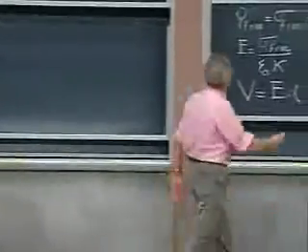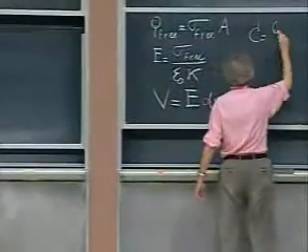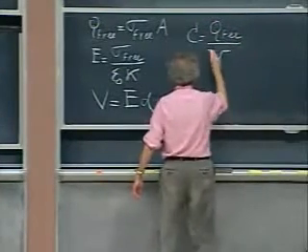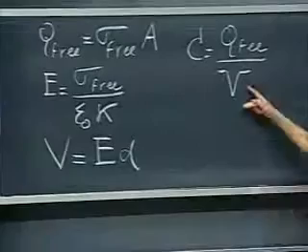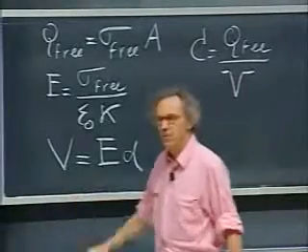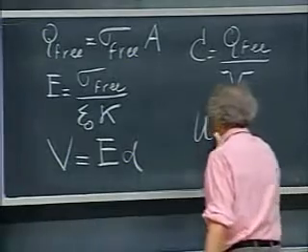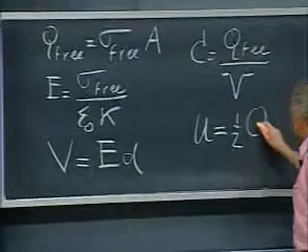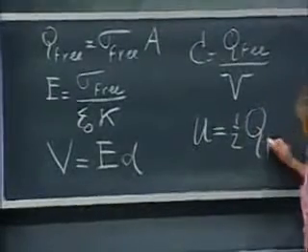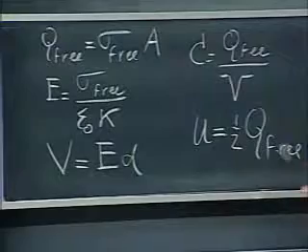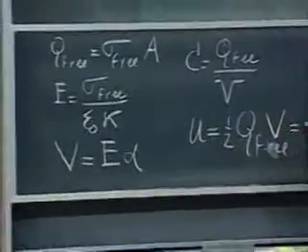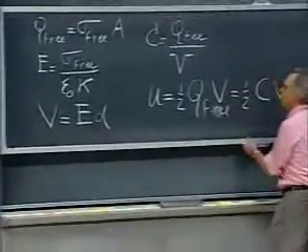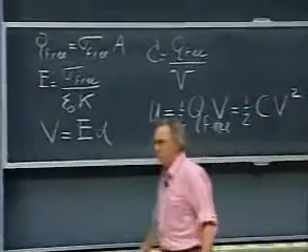The capacitance itself, C, is the free charge on one plate divided by the potential difference between the plates. V is my potential difference. That is this V. And the electrostatic potential energy equals 1/2 Q free times V, but it is also 1/2 C V squared. And so keep these in mind in what follows.